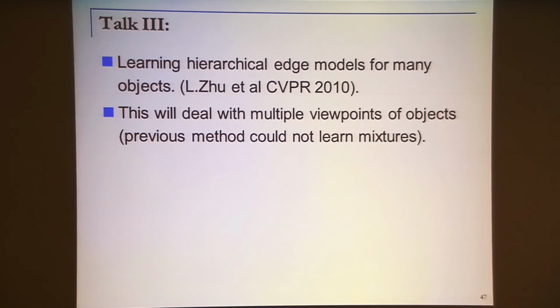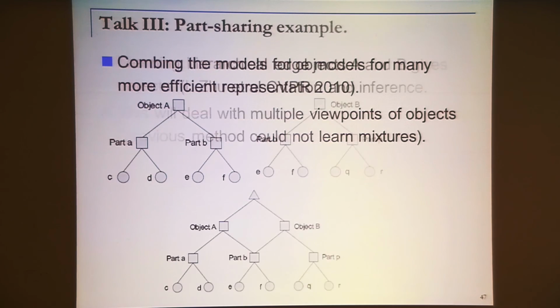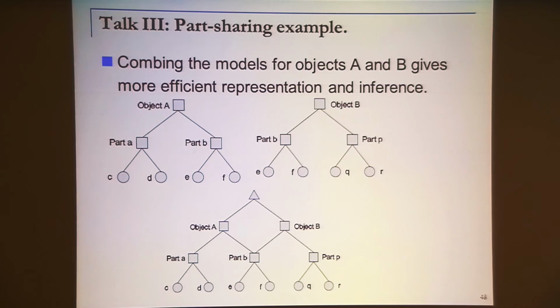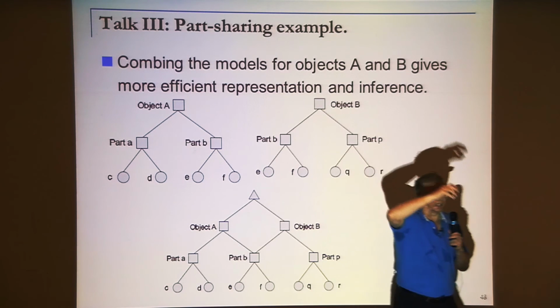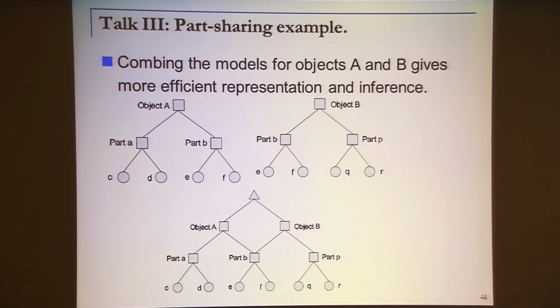Okay, and then the last part, which I'll go over even more quickly, is the issue of learning the edge models for multiple objects. That was to do with the full compositions, the idea that you can have 120 objects and you'd like to learn dictionaries of parts which you could share between all of them. And here, to remind you, was the compositional idea.